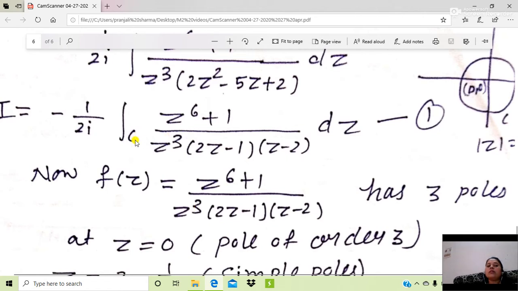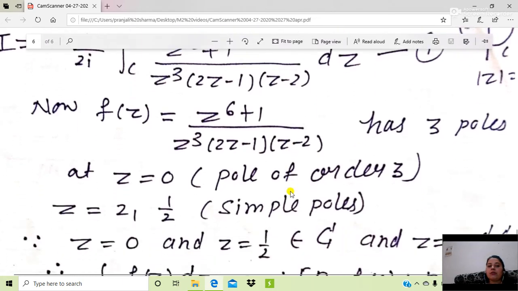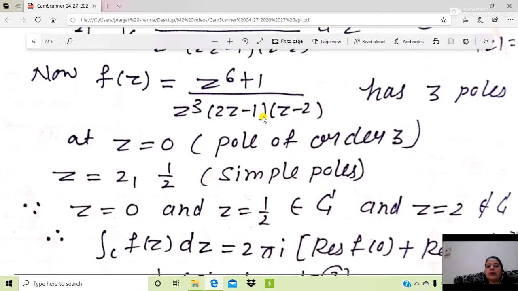Now, since the curve is a unit circle whose center is (0, 0) and radius is 1. Now, to find poles, we put the denominator equal to 0. And if we put the denominator equal to 0, we will have 3 poles. From here z will be 0, from here z is equal to half, and from here z is equal to 2. z is equal to 0 is a pole of order 3, since the degree of z is 3, and two more poles are there, z is equal to 1 by 2 and z is equal to 2, and they are simple poles since their degree is 1.